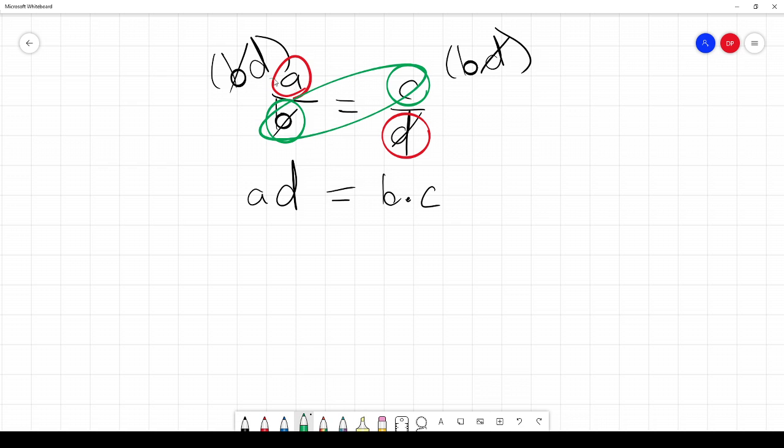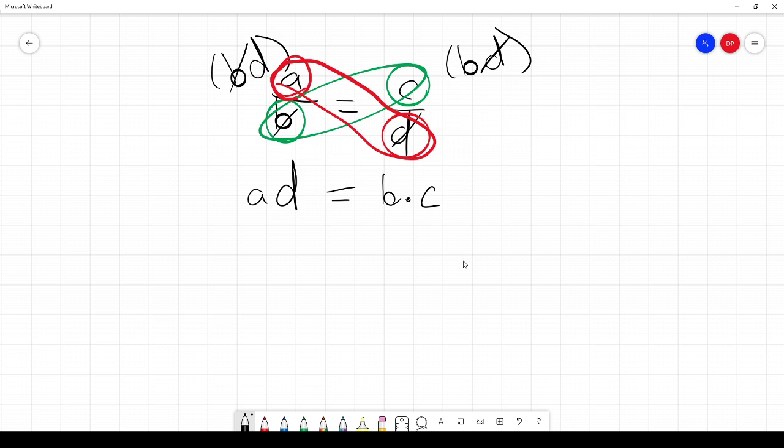Cross multiplying: a times d equals b times c. That's a trick that I'll be using a lot. I just want to show you that so you understand that it is always a valid thing to do no matter what you have in those four spots.